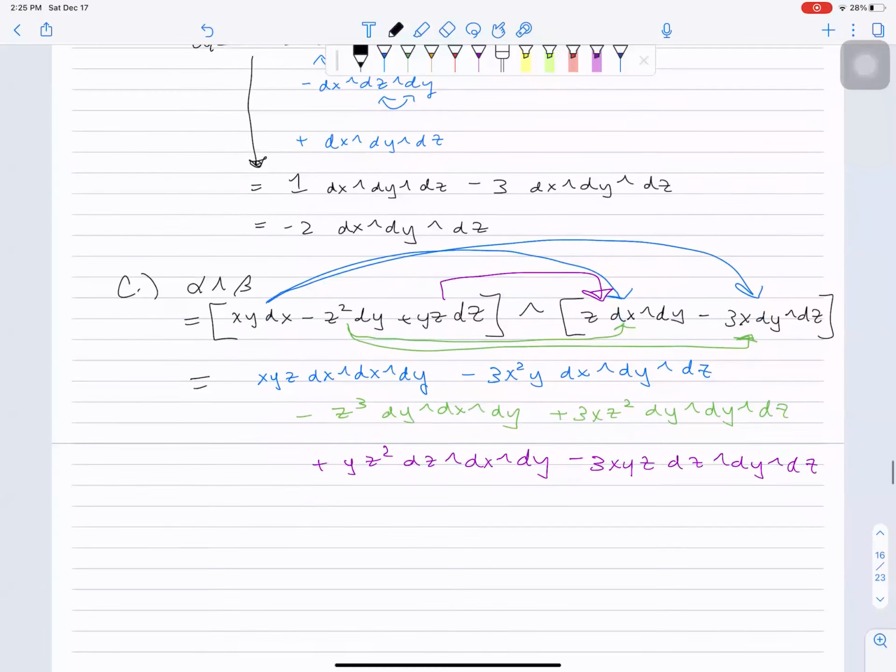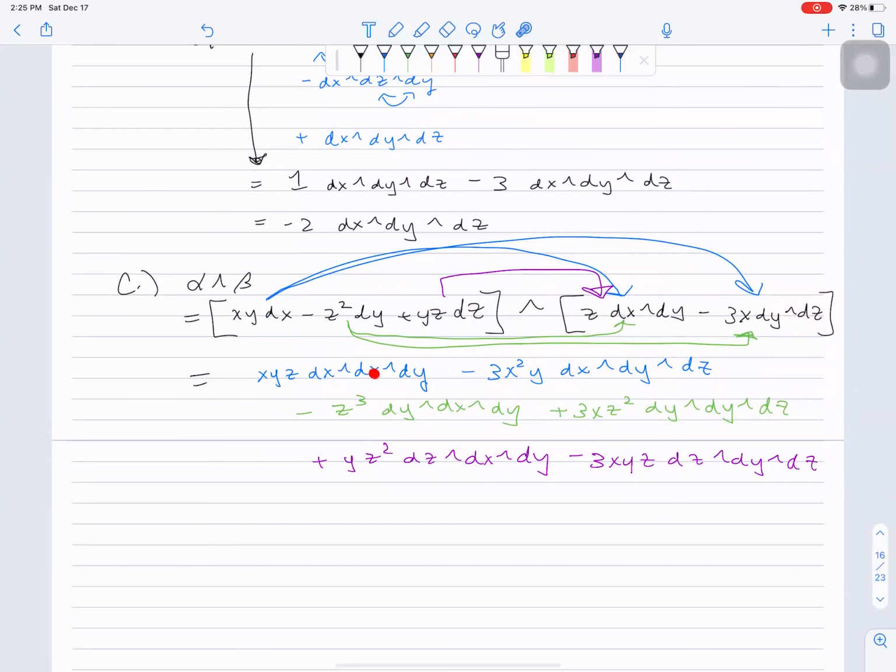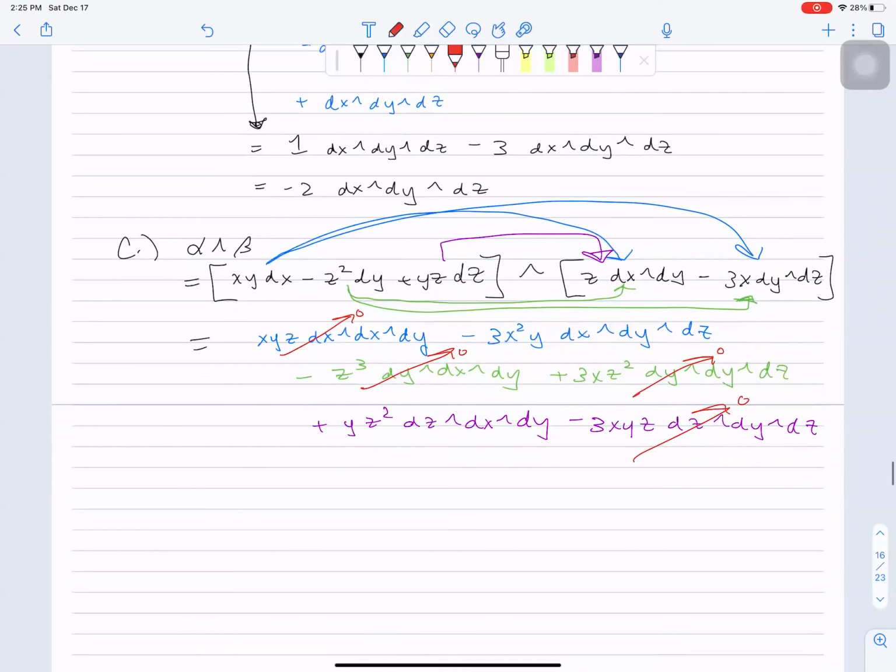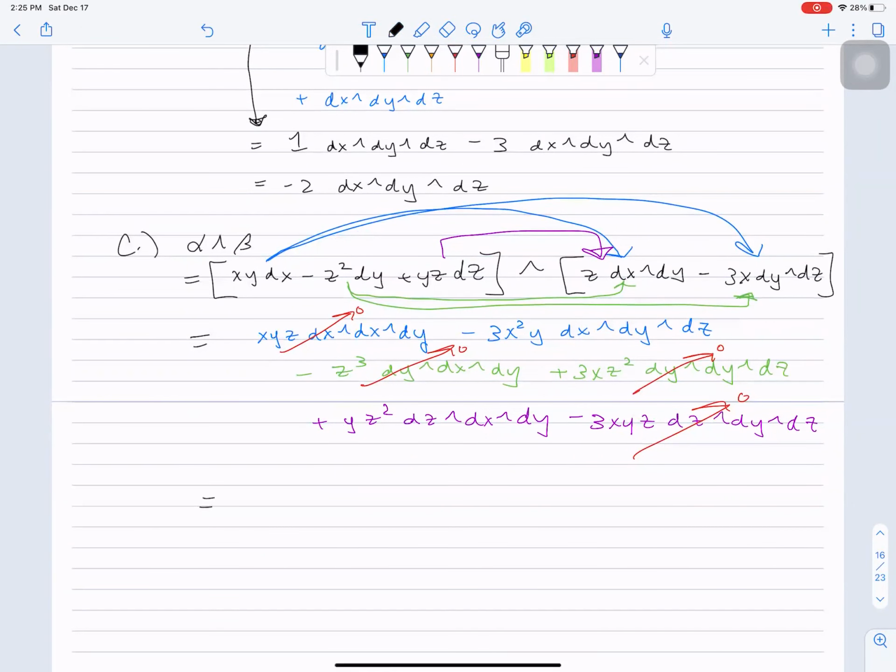Now some things cancel out because if we have two variables repeated in the wedge, it cancels to 0. So here I have an x and another x. So this is 0. Here I have a y and a y. So this also becomes 0. What else? Here I have a y and a y. So this becomes 0. And anything else? Here I have a z and a z. So this also becomes 0. So what I'm left with is the blue thing, negative 3x squared y, plus the purple thing.